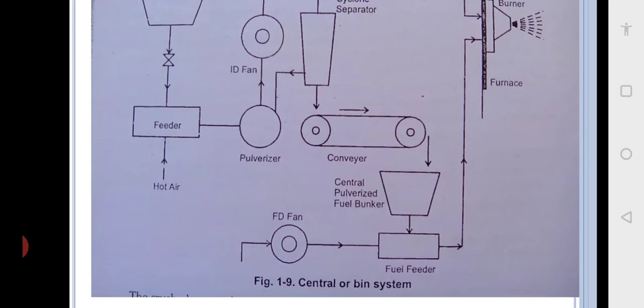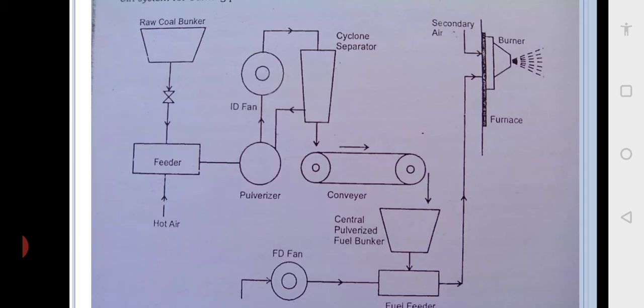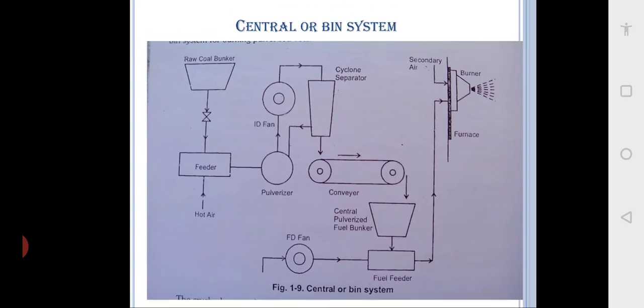Then here again the FD fan is there. FD is forced draft, so that air is pushing the powder, and the coal powder comes to the burner. This is known as central or bin system.